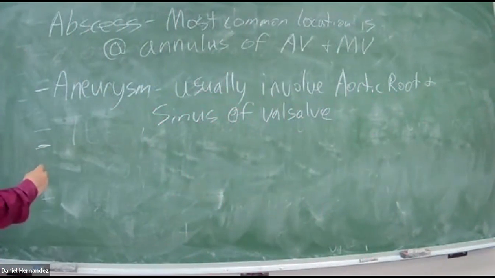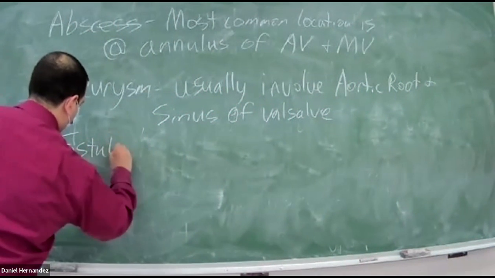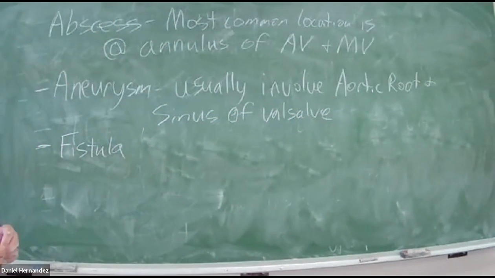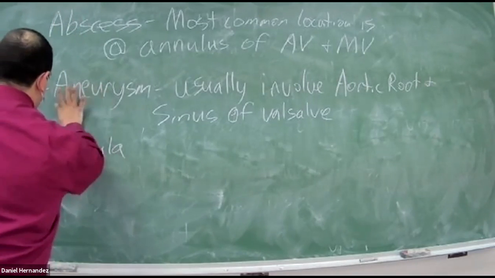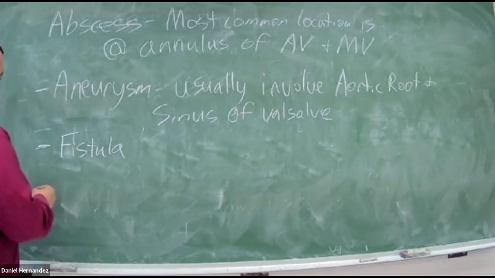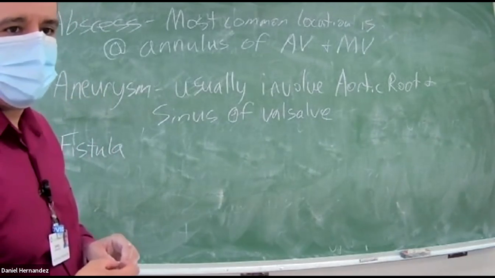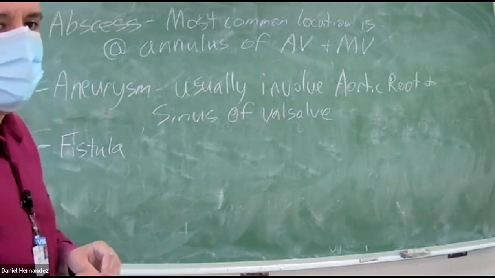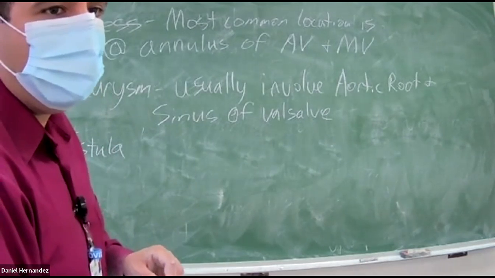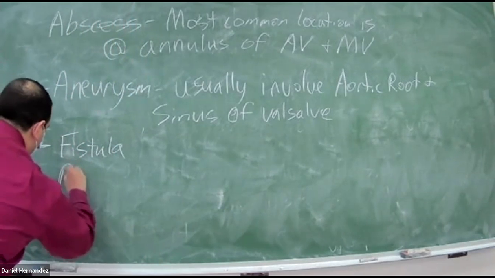Another potential thing that could happen would be a fistula. So a fistula is an abnormal connection between two systems or two areas. Again, we mentioned dehiscence of the prosthetic valve. You can add on here pericardial effusion.